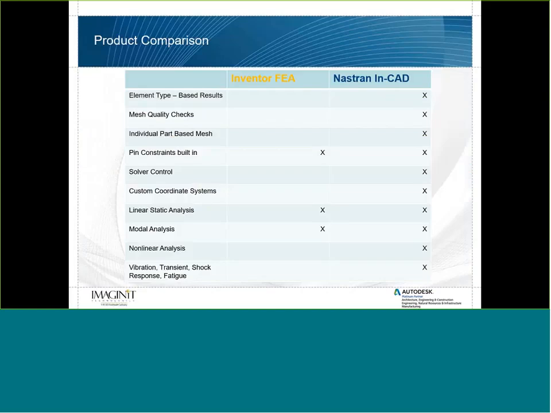So in general, I get questions a lot about why should I consider using Nastran in CAD if I already have Inventor's stress analysis module or Inventor FEA available to me? Well, you may find that Nastran in CAD has a lot more capabilities. Even when it comes to just things like meshing, we have the ability to add in individual part mesh. We can do mesh quality checks. We have the ability to look at our results based on element types. We can use a combination of our basic solid elements. We can use shell elements, line elements, and we can combine all of those to really get a nice simplified model that gets us the results that we need from our FEA.